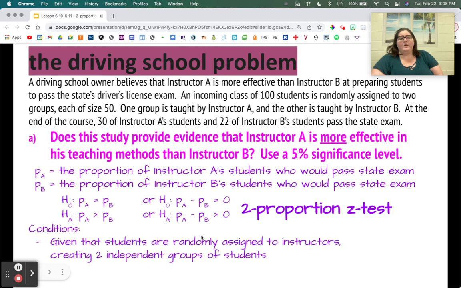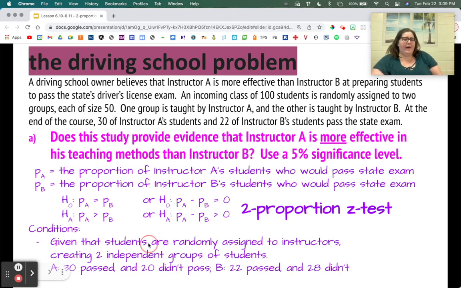So even though they're not a random sample of students, because it's an experiment, I'm not going to worry too much about that, but I do want to point out that they're randomly assigned because that's what gives us the independent groups of students. I'm also not going to worry about 10% because these weren't a random sample or any kind of sample from the population. So 10% doesn't truly apply, but it would be okay to check it. I could say assume 100 students is less than 10% of all students who will ever learn how to drive. We could also say individually, assume 50 is less than 10% of all students who would ever be taught by instructor A and instructor B. It'd be okay to check that.